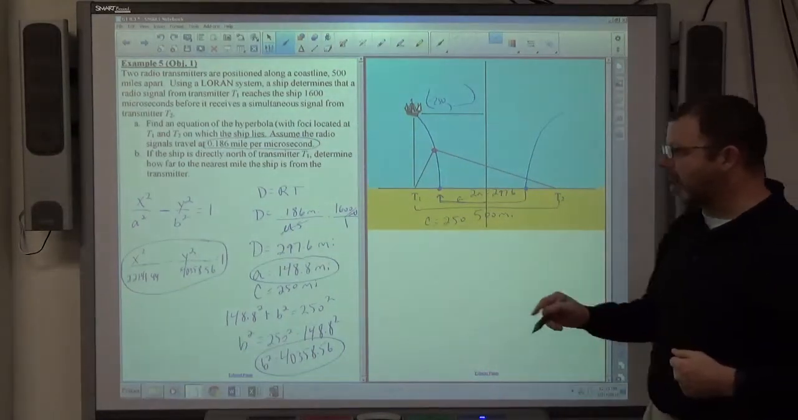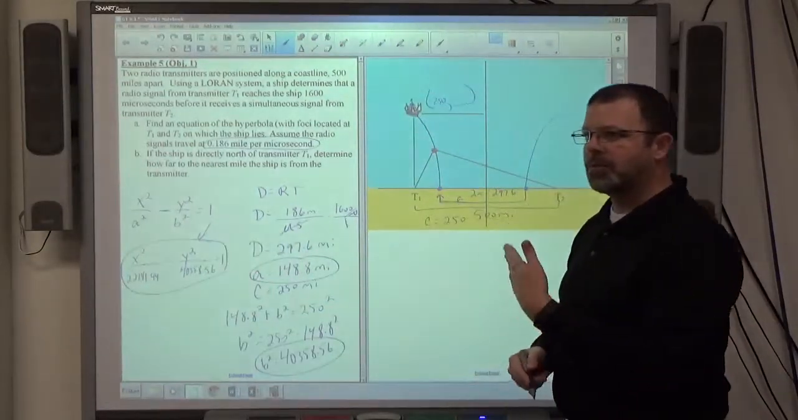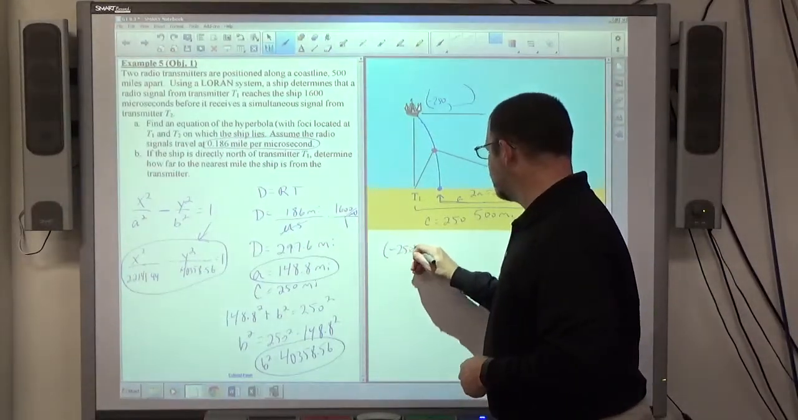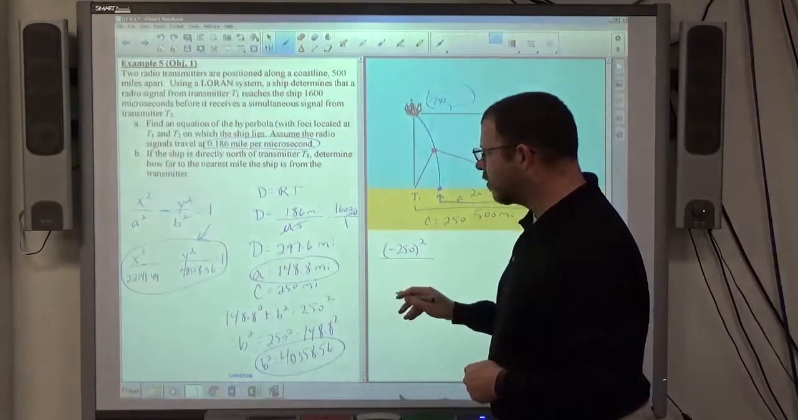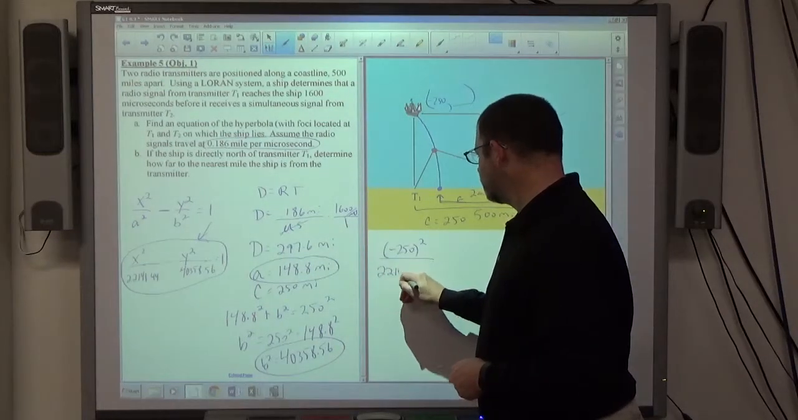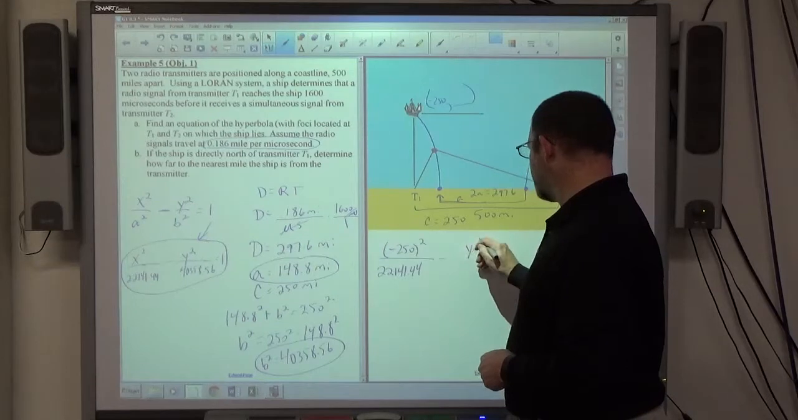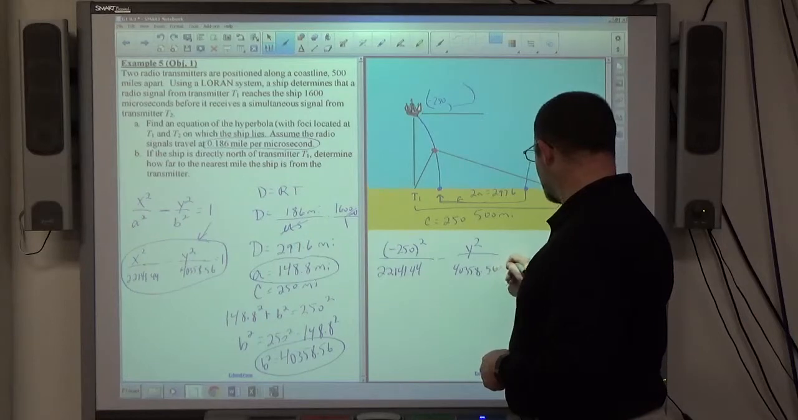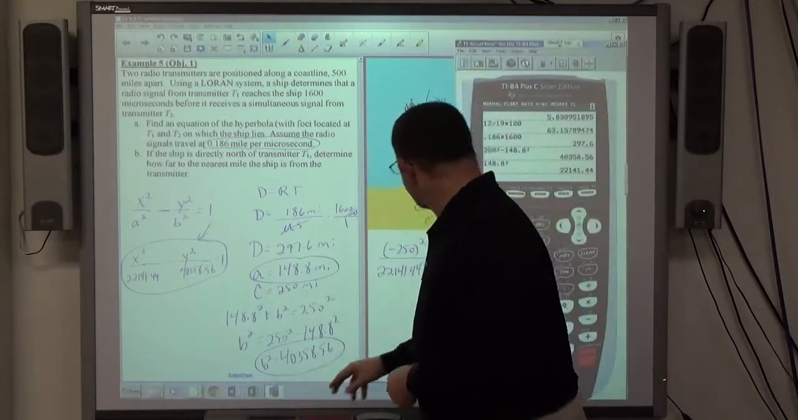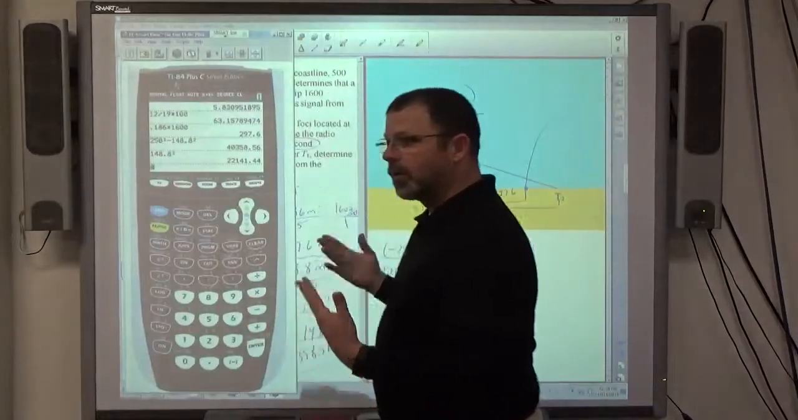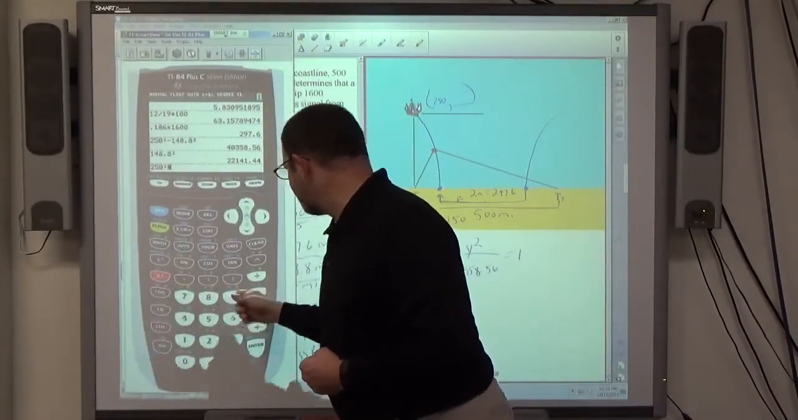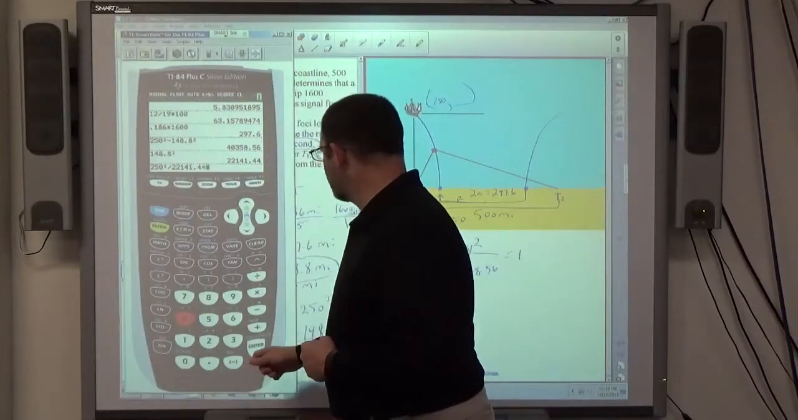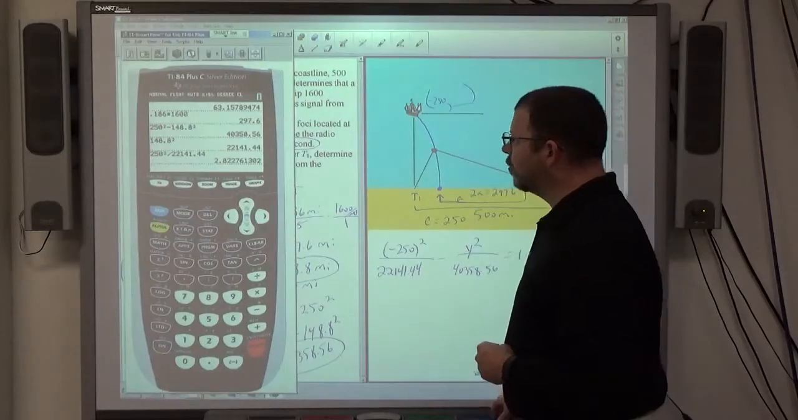So to do part B, I've got my hyperbola equation right here. I'm going to substitute x with negative 250, and I'm going to work out what y equals. So I get negative 250 squared over 22,141.44 minus y squared over 40,358.56 equals 1. Negative or positive 250 squared is the same thing, right? So 250 squared divided by 22,141.44 comes out to 2.8228.